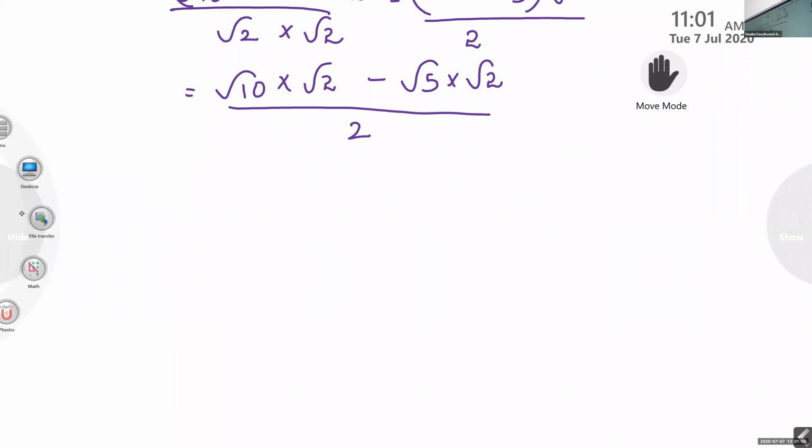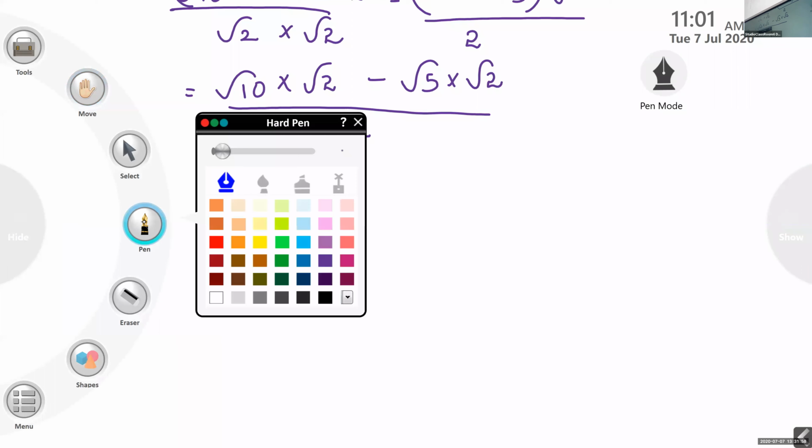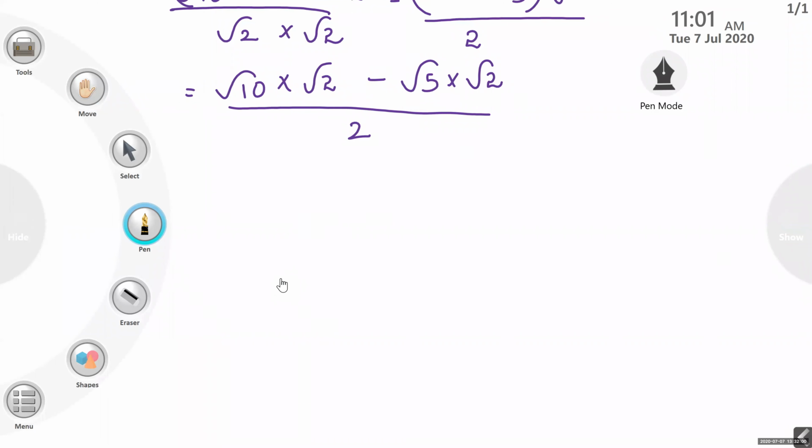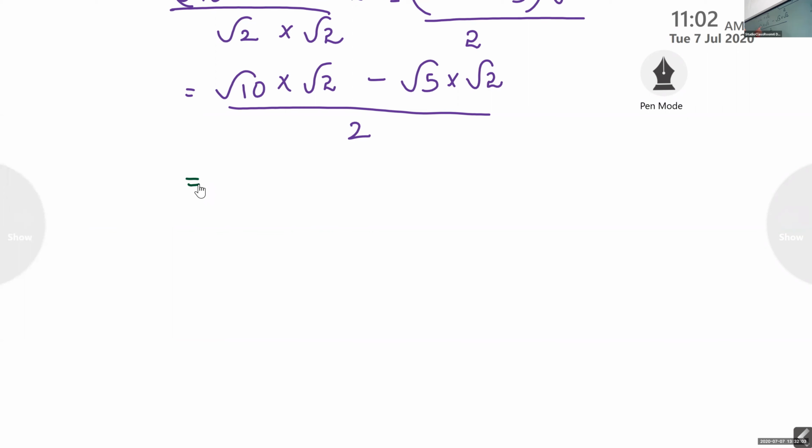Okay, children, are you listening to me? Yes, ma'am. Now if you multiply, you will get the answer as root 20 minus root 10. You don't know the answer, but you know what root 10 into root 2 is. Okay, I'll show you. See, you can do it like this. Root 20 minus root 10 by 2.